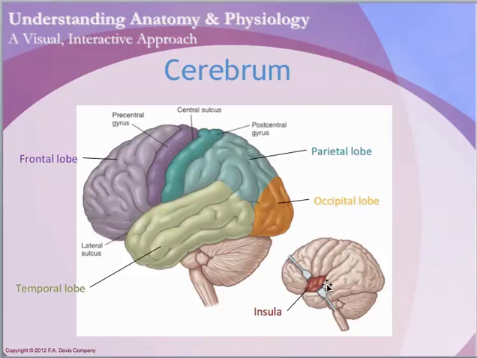The parietal lobe is concerned with receiving and interpreting bodily sensations, such as touch, temperature, pressure, and pain. It also governs what we call proprioception, which is the awareness of one's body and body parts in space and in relation to each other. So it gives us our idea of where we're located in our environment.